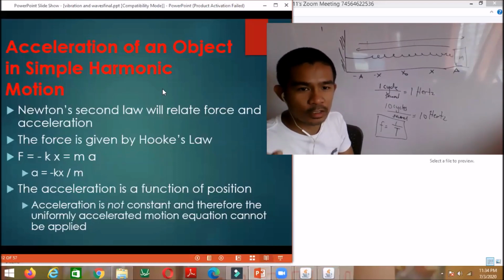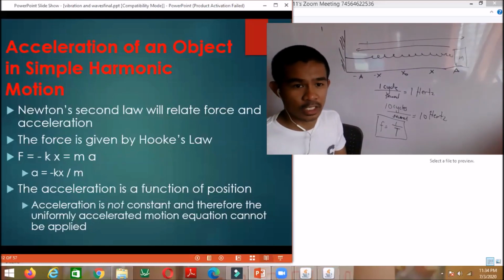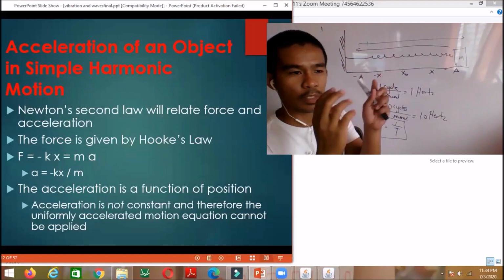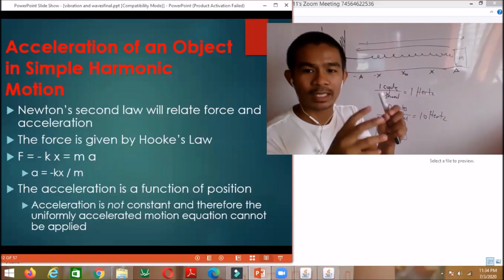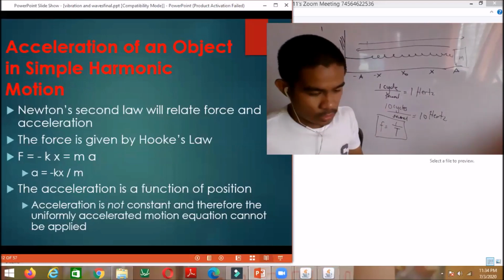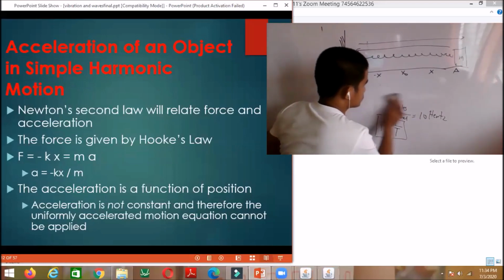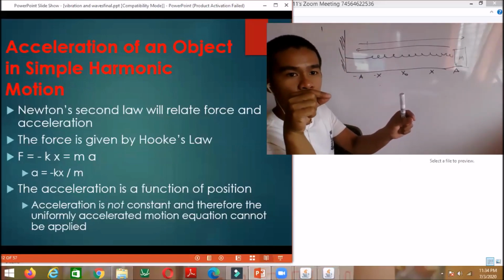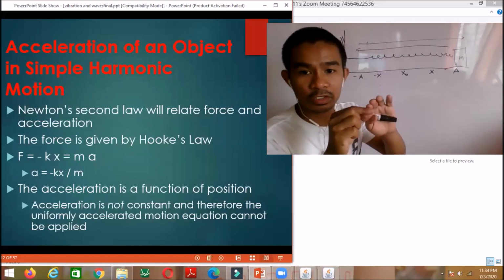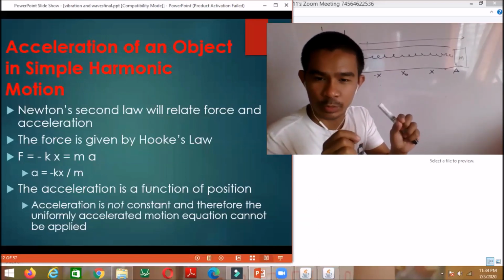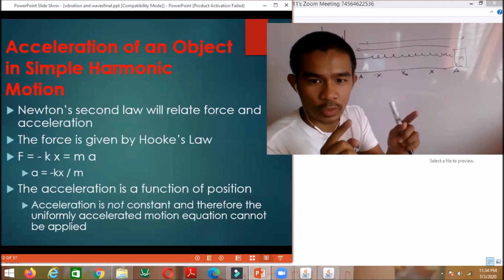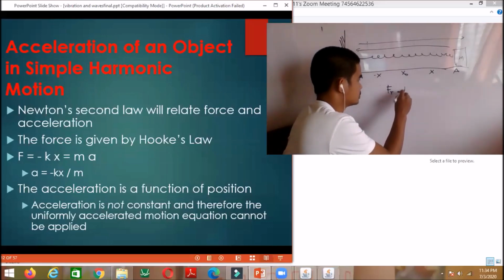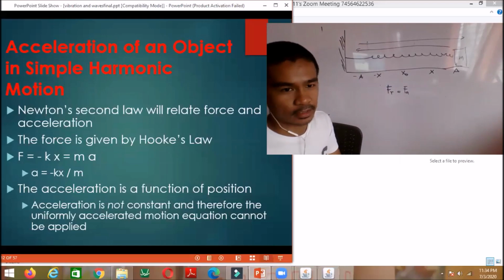Okay, so Newton's second law will relate force and acceleration. The force is given by Hooke's law. If it is in equilibrium, it means the two forces are equal in magnitude but acting in opposite direction. The applied force when you stretch the spring will be in the opposite direction to the restoring force, or the force exerted by the spring. Opposite direction but equal in magnitude. So the restoring force Fr is equal to the applied force Fa.